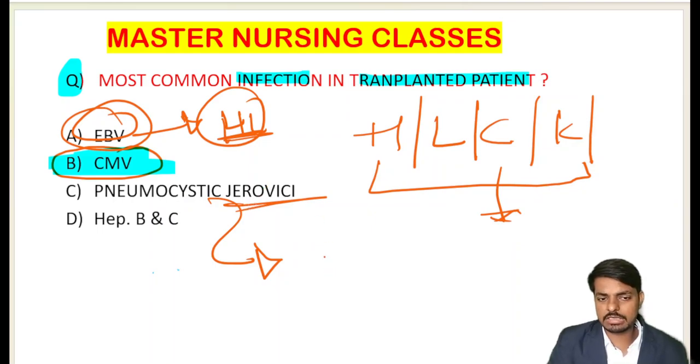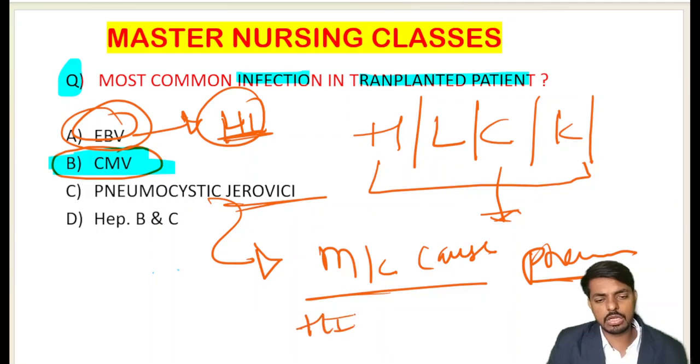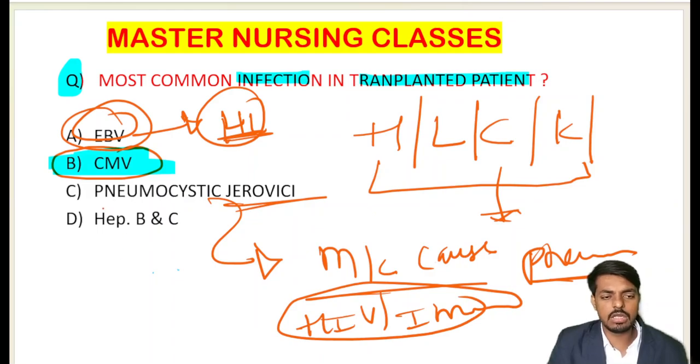If the examiner is asking the most common cause of pneumonia in an HIV or immunocompromised patient, your answer is Pneumocystis jirovecii or Pneumocystis carinii, a fungal pneumonia which occurs as the most common type of pneumonia in immunocompromised patients like HIV, and in persons on chronic steroids also. So the person may experience Pneumocystis jirovecii pneumonia.